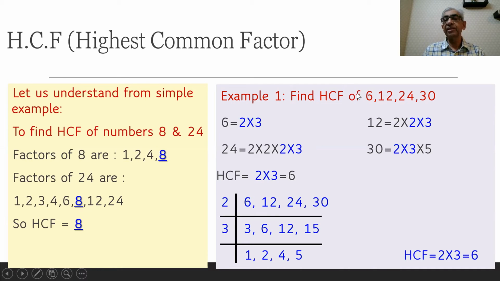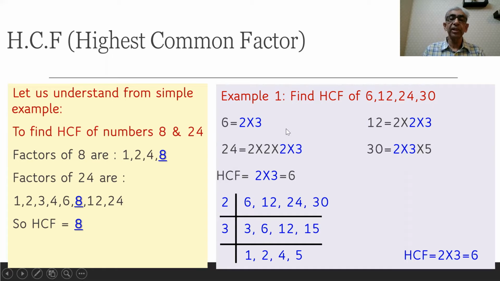I have to find out the HCF of 6, 12, 24 and 30. Now factors of 6 are 2 and 3. Factors of 12 are 2, 2 and 3. Factors of 24 are 2, 2, 2 and 3. And factors of 30 are 2 multiplied by 3 multiplied by 5.